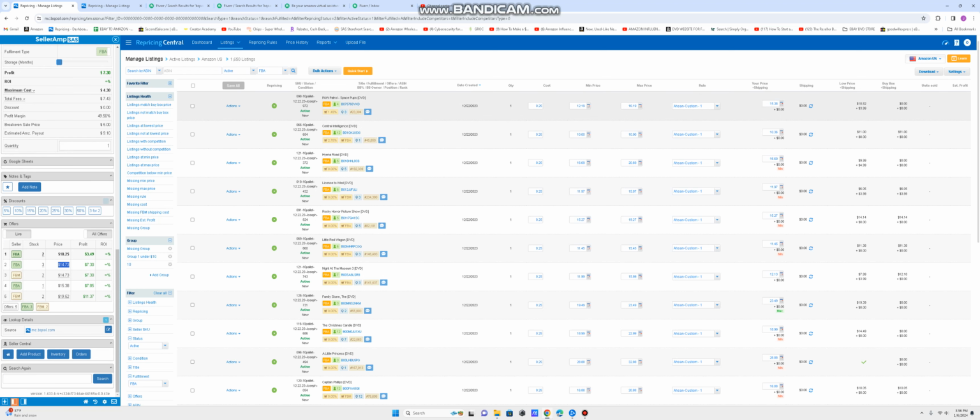So I'll go here. The minimum is, we're going to do $13. And then the maximum, we want to undercut them. So I'm going to go $14.65. We're going to save. We're going to move to the next one.